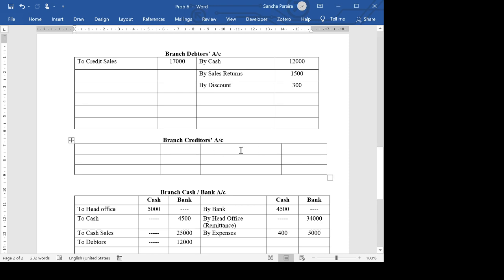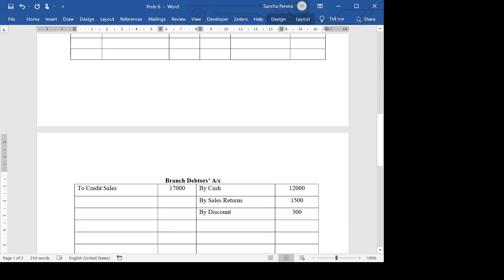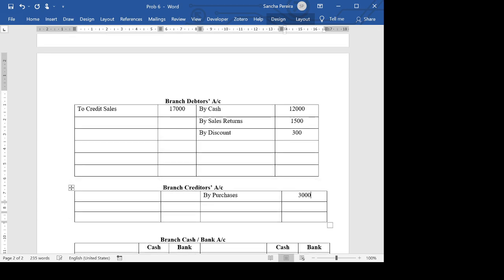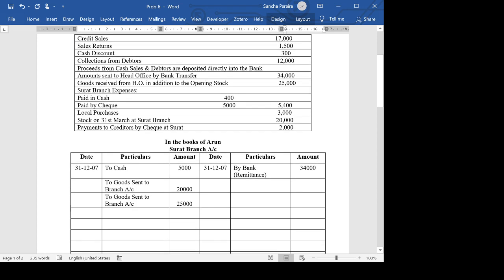See, your creditors always start with a balance carried down. Though there's no opening balance here, it is always a credit balance, it's a liability. Now, through further purchases, your creditors are increasing. So I'm going to say by purchases, and the amount of purchases is 3,000. Then stock on 31st March at Surat branch. This is the closing stock. So I'll leave a line and say by balance carried down.